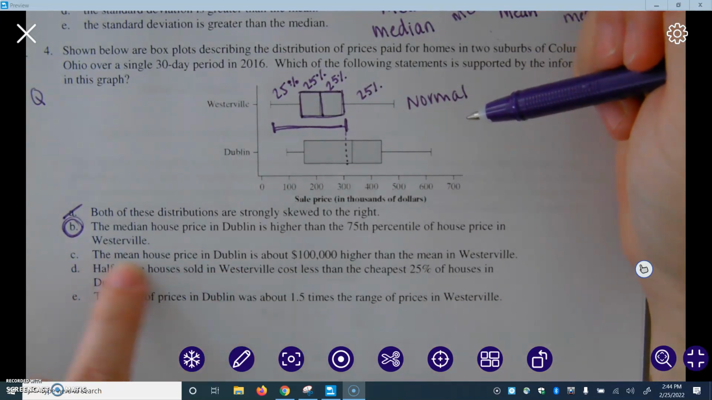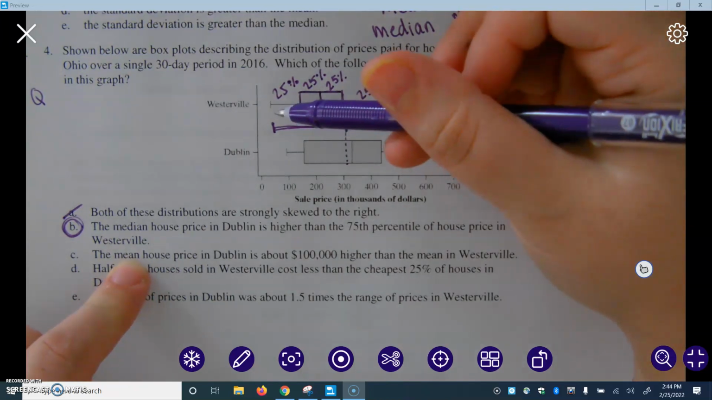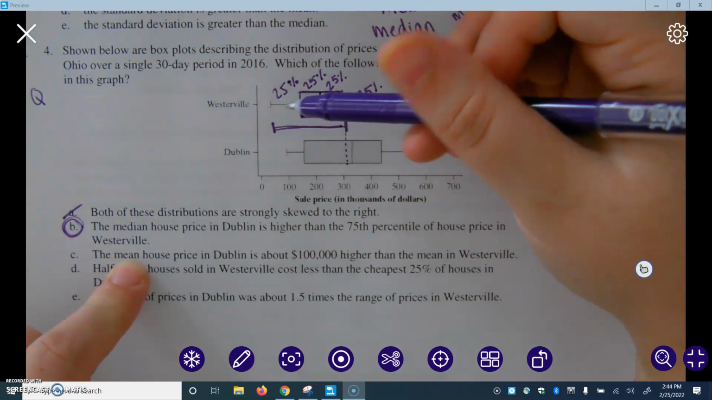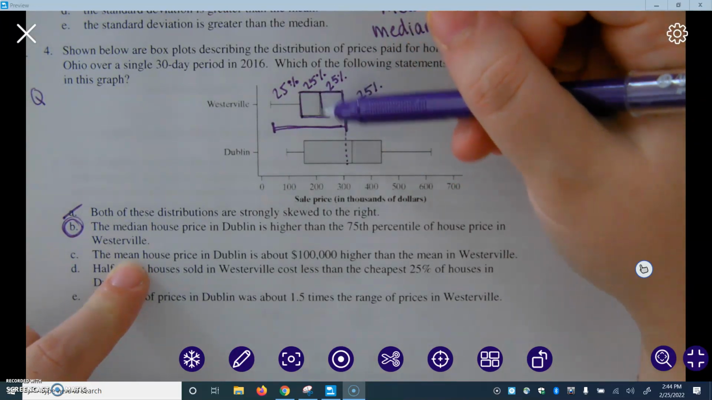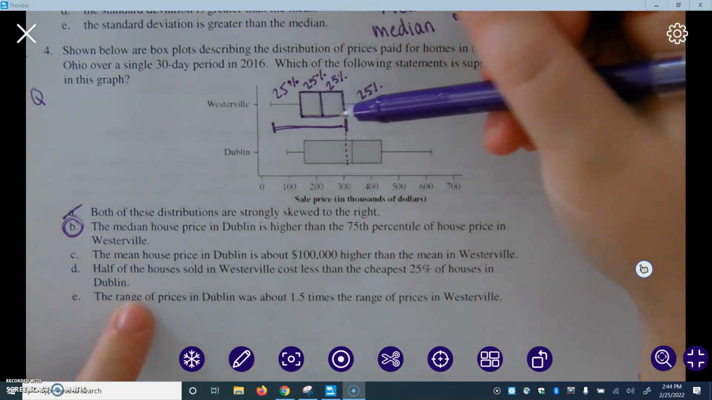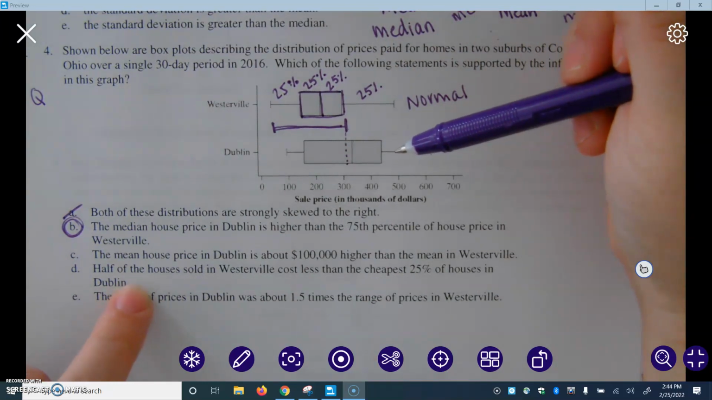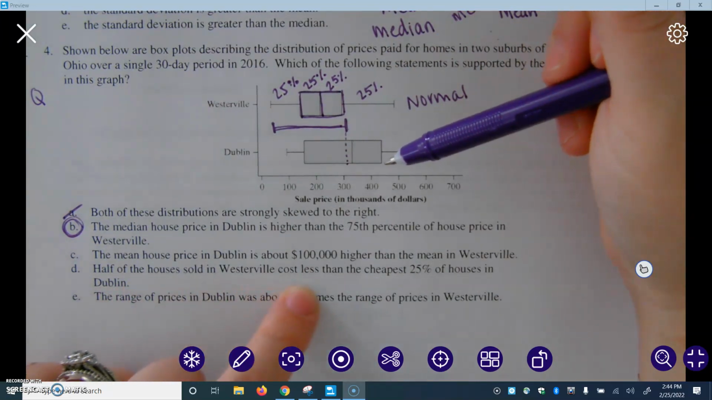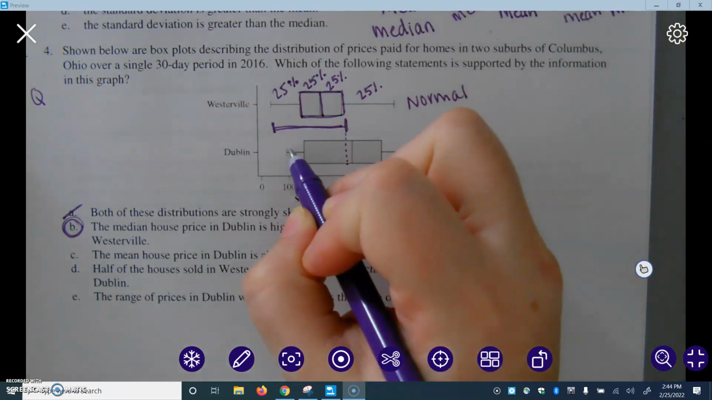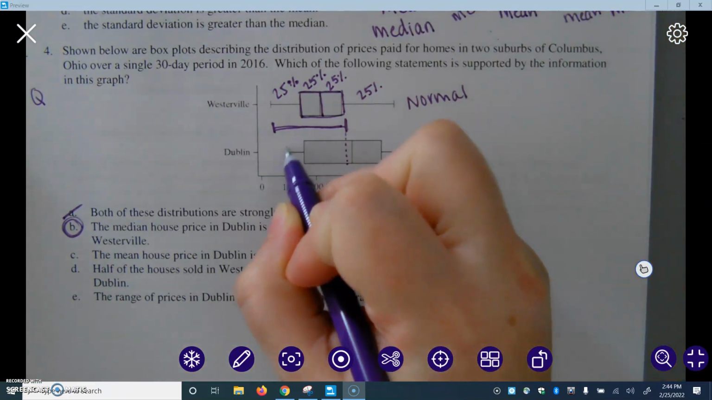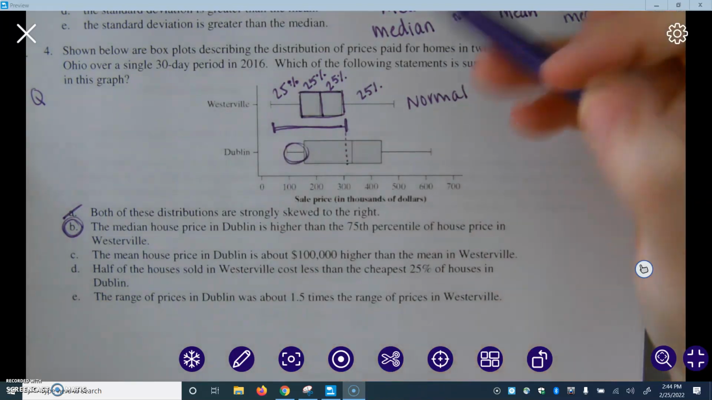We would not use a box plot to compare the mean because this is just the percent of the numbers in the data. All this tells us is the median and the quartiles. And half of the houses sold in Westerville cost less than the cheapest 25% of houses. This is the cheapest 25% of houses for Dublin.